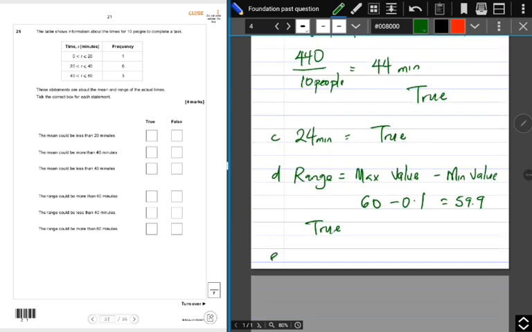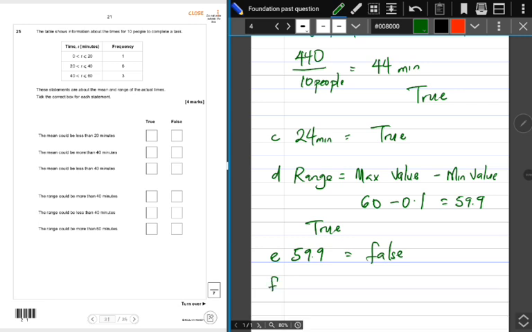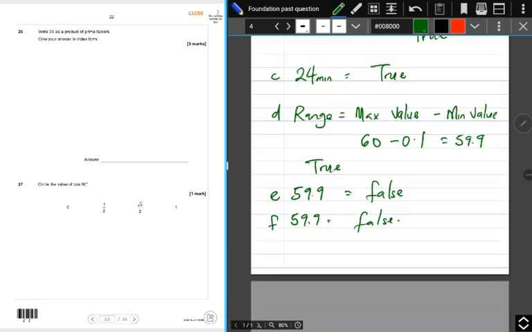Now for E, it said the range could be less than 40. If it's telling us that the range could be less than 40, since we already got 59.9, this will be false because it's not less than 40. Now the last one, which is F, says the range could be more than 60 minutes. We have 59.9, so this is going to be false as well, because it said it could be more than 60, and this is 59.9. This is also false. Let's see, there's more questions.